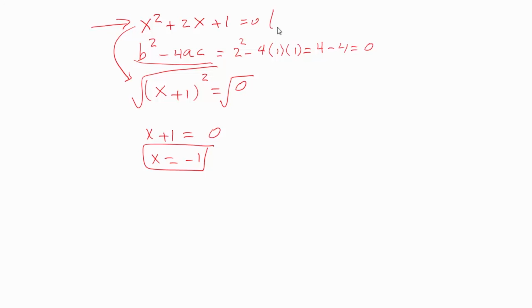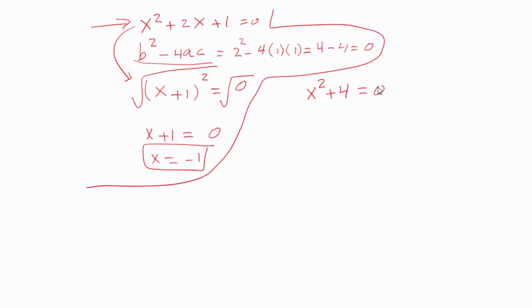Let's have another one. x squared plus 4 equals 0. This is a quadratic equation, right? What is the discriminant here? Again, b squared minus 4 times a times c. b squared, the middle term where you have x. Well, there is no x. So b squared in this case is actually 0. So 0 squared minus 4 times a.